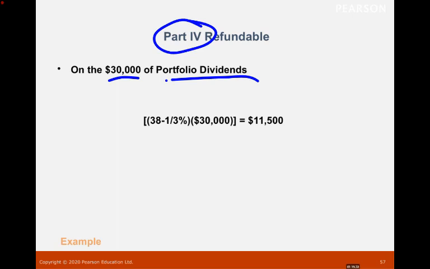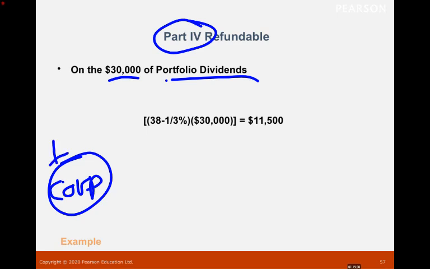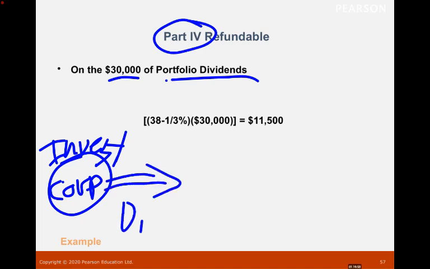They are not taxable at that level, but as these dividends are flowing through, right, you have the corporation that you invested in. I'll just call this Invest Corp. So you as the corp have invested in this. You own shares. It sends dividends to the corporation that you're doing the taxes for. I'll call this Tax Corp.